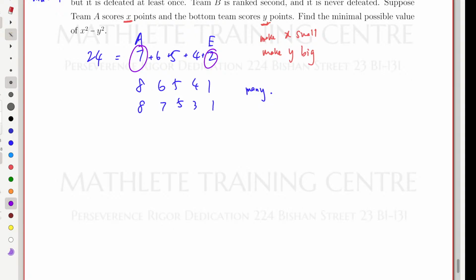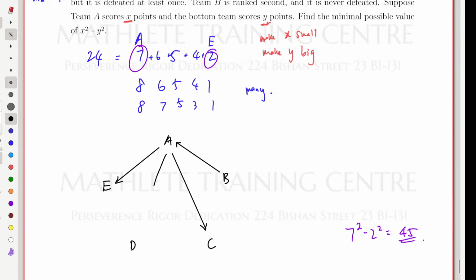Let's try to verify whether it's possible. But the answer should be this already. The answer should be 7 squared minus 2 squared, which is 45. But let's just check that this is possible. So there is a way that they can score 7, 6, 5, 4, and 2. You let B be the one that defeats A. You let A defeat E and C and draw with D. So like that, A will have 7 points, right? From losing once, winning 2 times, drawing once. A has 7 points.